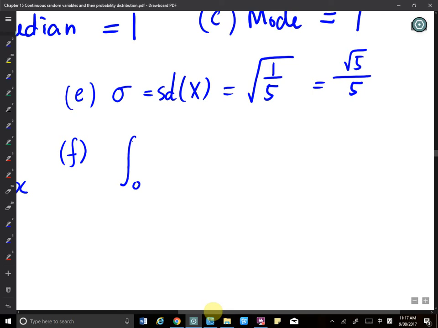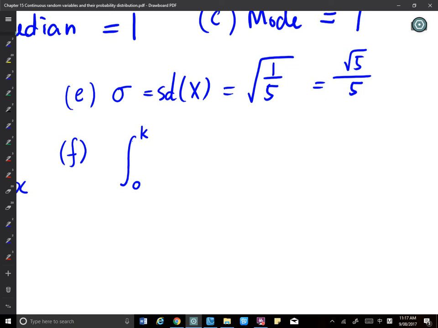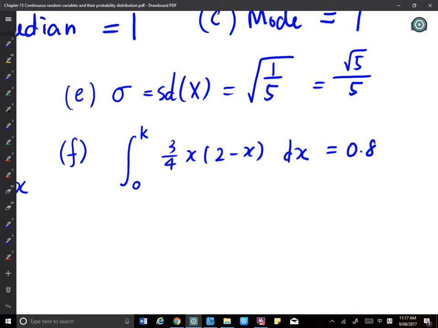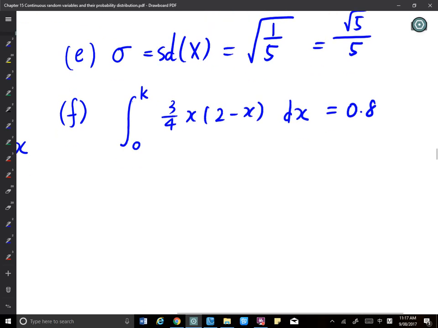So what we're going to do is, the lowest value is 0, let's say from 0 to k. I need to start from the left because it's the area on the left of that point. So what we have is the integral of 3 on 4 x (2 minus x) dx, and I want that value to be 0.8. That's the 80th percentile, which is 0.8. Okay, so we want to find the integral for that.